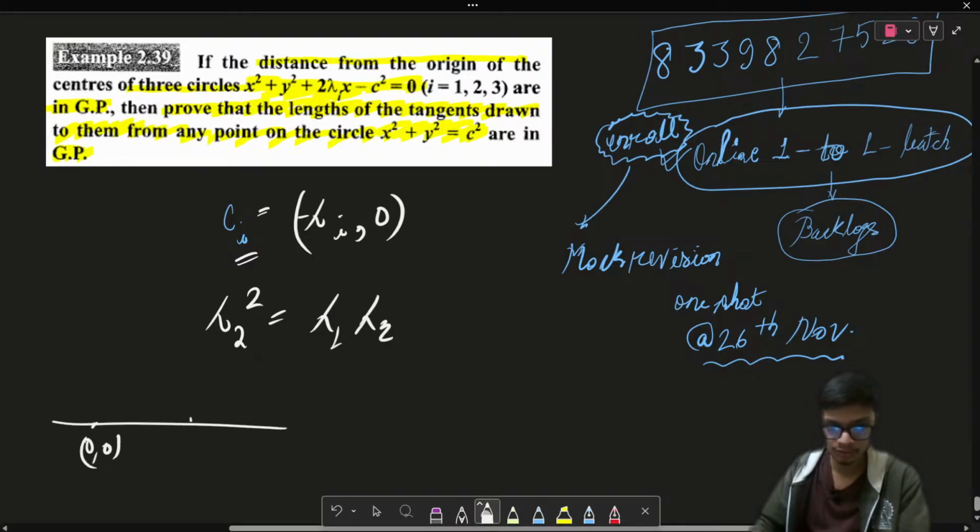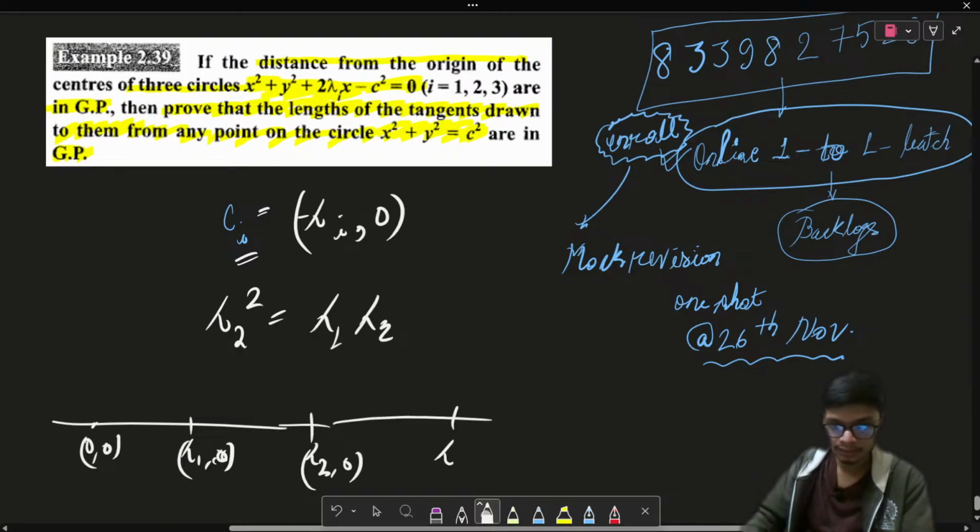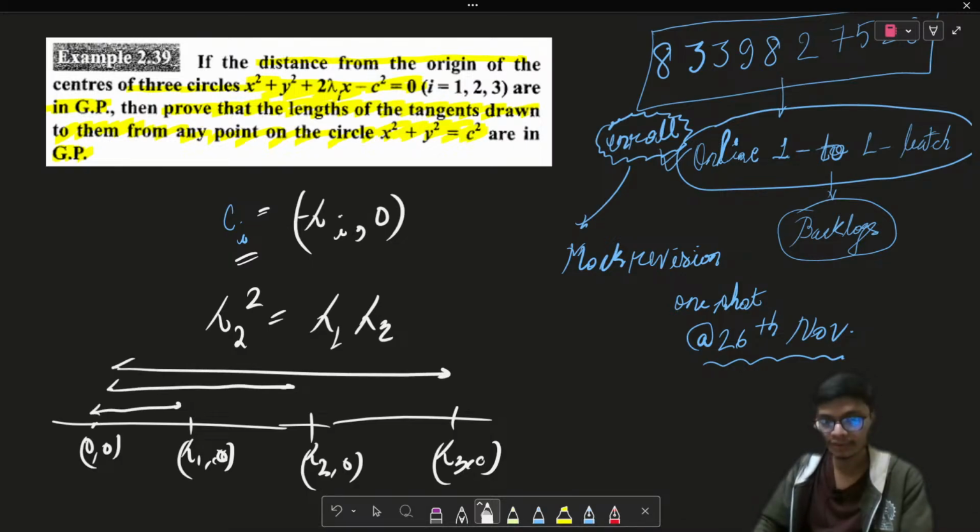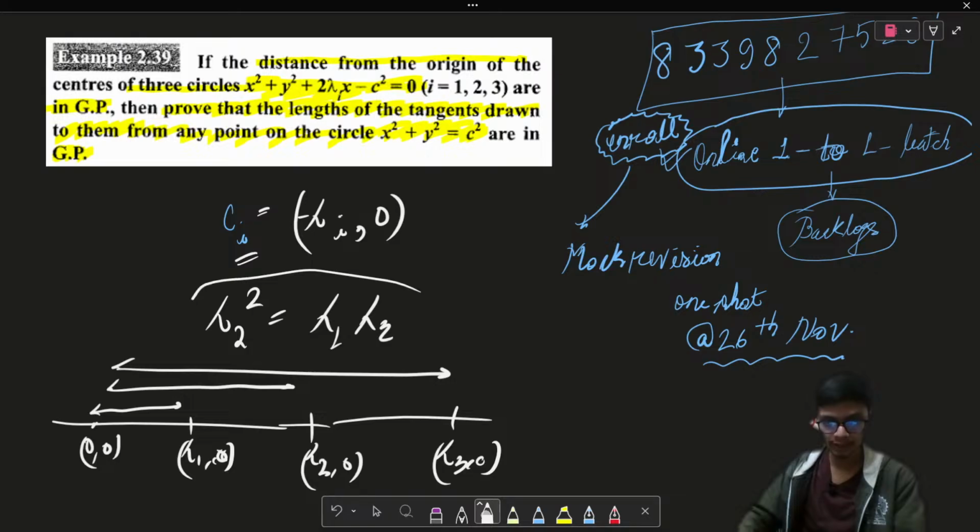So this is basically 0 comma 0. This is lambda 1 comma 0. Similarly, we'll have somewhere over here lambda 2 comma 0 and somewhere over here lambda 3 comma 0. So this distance, this distance, this distance and this distance are basically in GP. So I can write this expression over here.